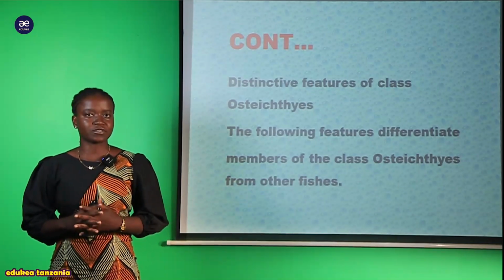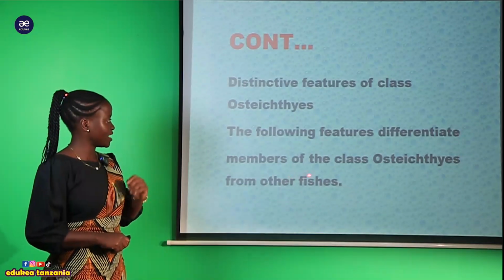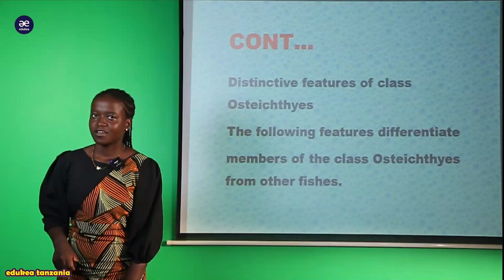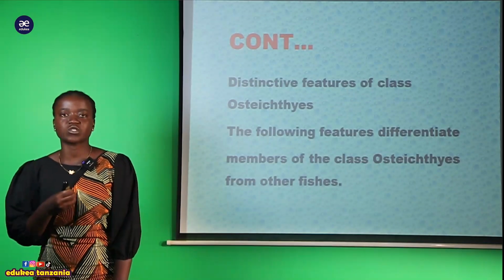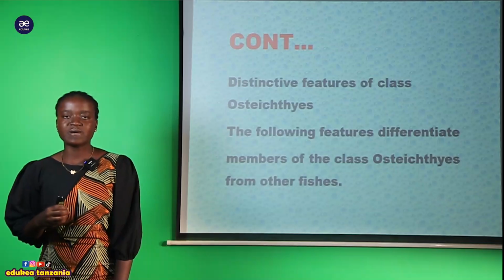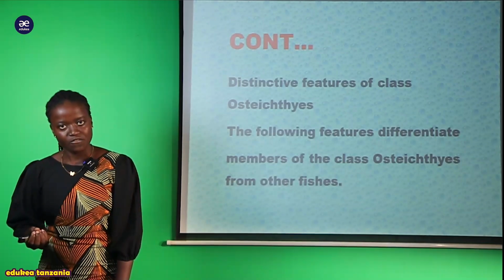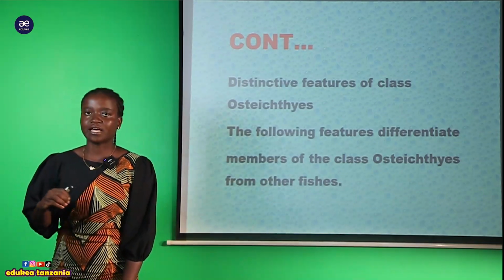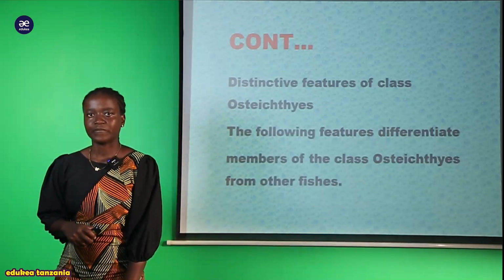So what are those now? Here we are saying that the following features differentiate members of the class Osteichthyes from other fishes. For now there are these features, these characteristics that distinguish these organisms which we call bony fish, or Osteichthyes, from the rest of the fish which are found within the phylum Chordata. So what are those features now?